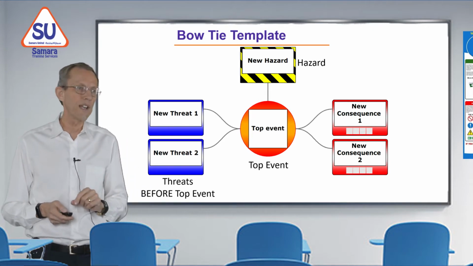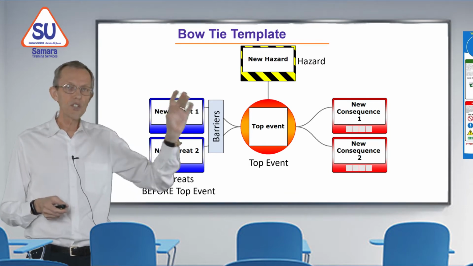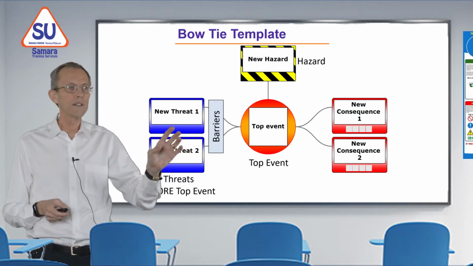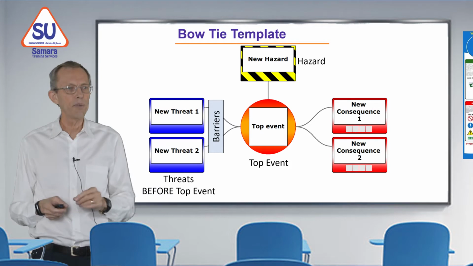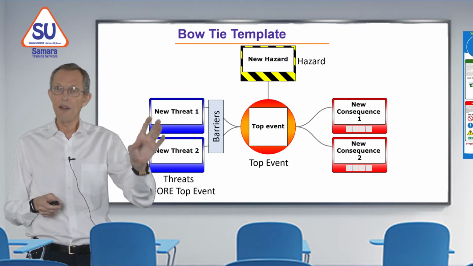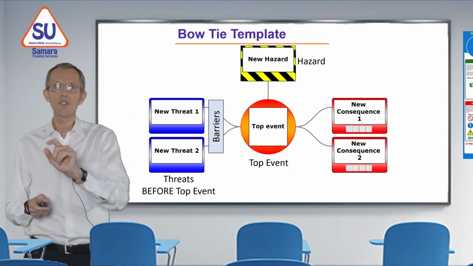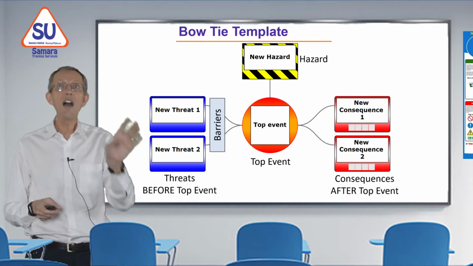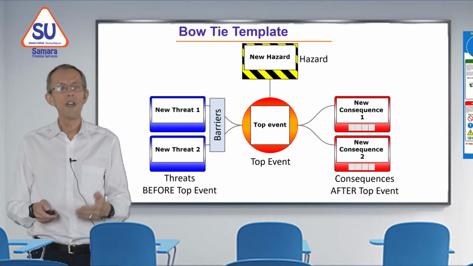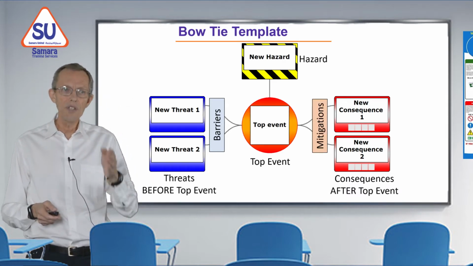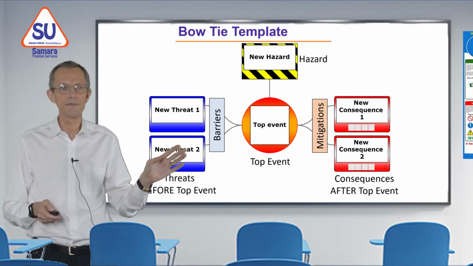So we want to prevent those threats, and we can introduce barriers. Barriers are controls to stop the threat happening. If they work well, they will control it and there'll be no top event. But it can happen that the barriers fail, and the top event happens. If the top event happens, we'll have a consequence. Consequences happen after the top event, and to stop the consequence getting worse and worse, we can introduce mitigations, which are like controls, but they stop the consequence becoming even worse.